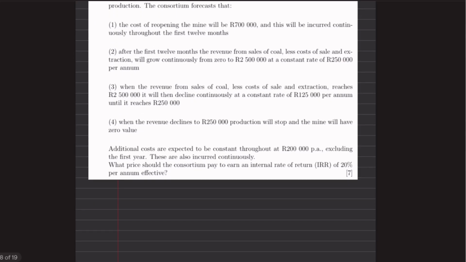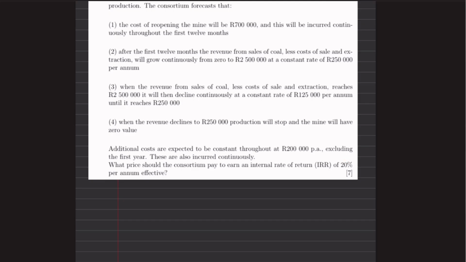When the revenue from sales of coal, less cost of sales and extraction reaches 2.5 million, it will decline continuously at a constant rate of 125,000 per annum until it reaches 250,000. When the revenue declines to 250,000, production will stop and the mine will have zero value. Additional costs are expected to be constant throughout at 200,000, excluding the first year, and these are incurred continuously. What price should the consortium pay to earn an internal rate of return of 20% per annum effective?